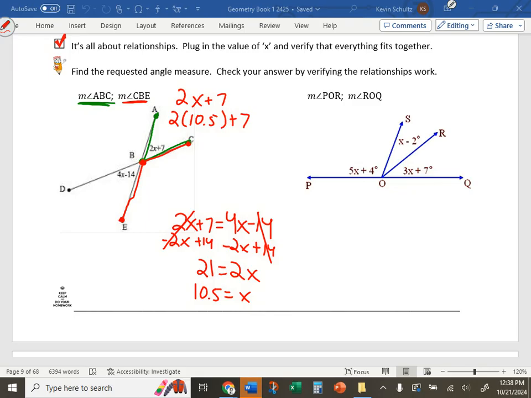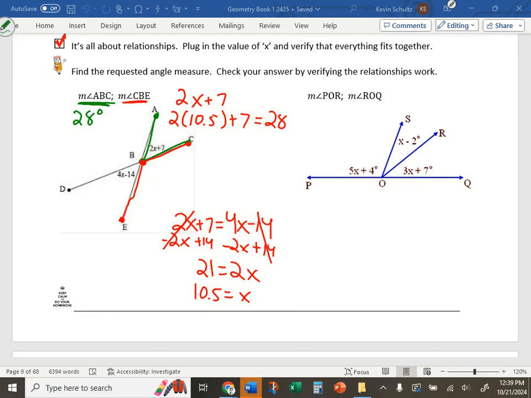28.5, 28. Right? 2 times 10.5 is 21. 21 plus 7 is 28. So the measure of ABC is 28 degrees. I should write that in green, huh? Measure of ABC is 28 degrees.